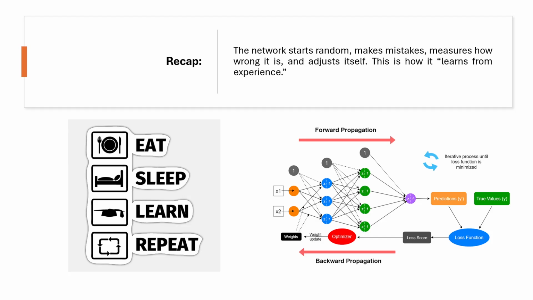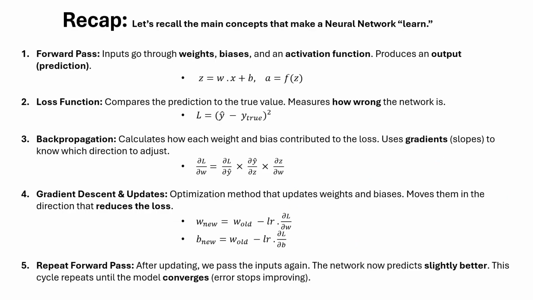So the main concepts are: forward pass, inputs go through weights, biases, and an activation function, and produce an output prediction. Loss function compares the prediction to the true value, measures how wrong the network is. We use MSE, but there are other formulas that I advise you to check. Then backpropagation calculates how each weight and bias contributed to the loss, uses gradients, slopes, to know which direction to adjust.